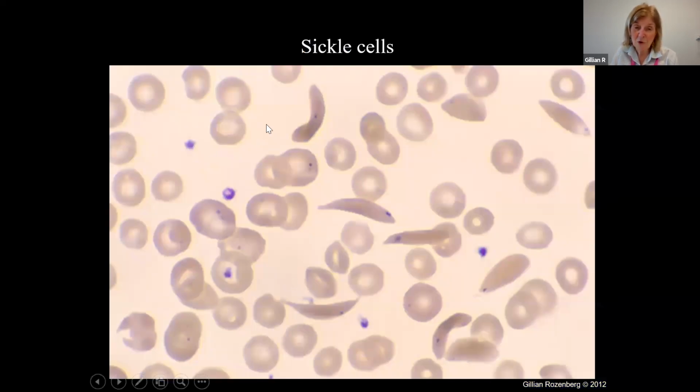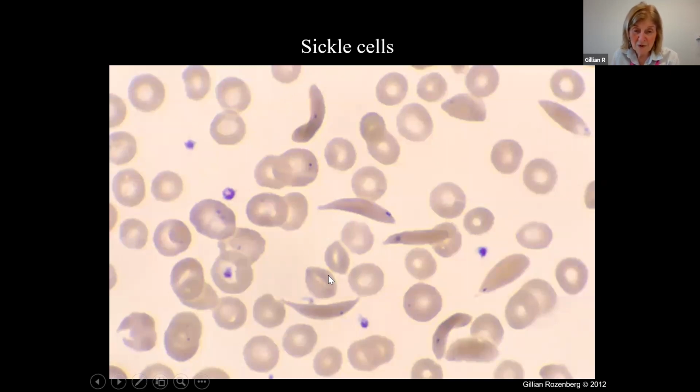This is a light microscopic film of the sickle cells, and see how they're not like the elliptocytes with rounded ends, they have pointed ends. Sometimes they will change shape and become sickle-shaped when they become deoxygenated.